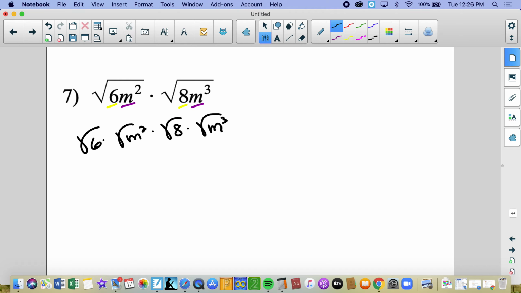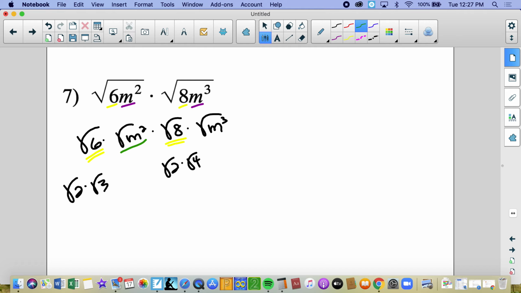And then I'm going to break up these coefficients and see if I can find a common factor in there. So I'm going to break rad 6 into rad 2, rad 3. I'm going to look at rad 8. I'm going to break it into rad 2, rad 4. And then m squared I'm going to keep because that's a perfect square.